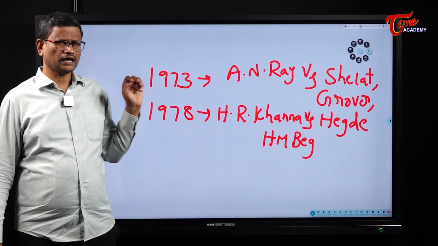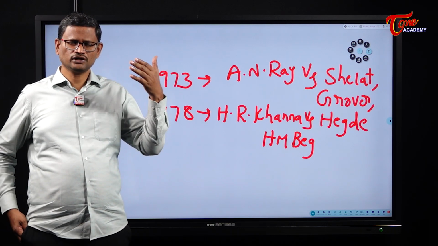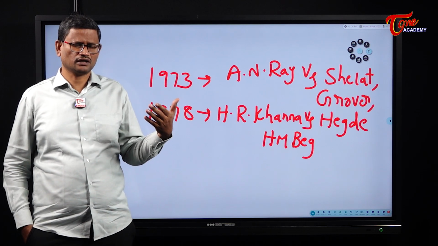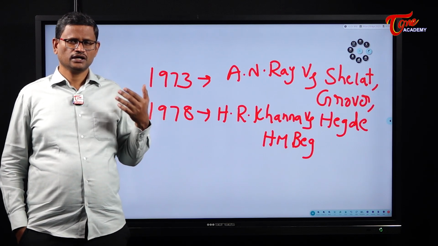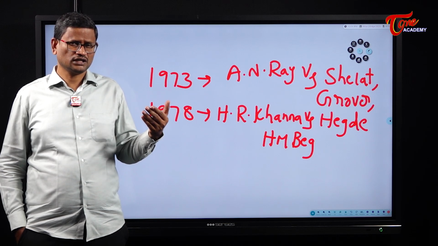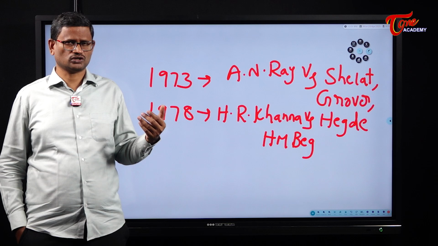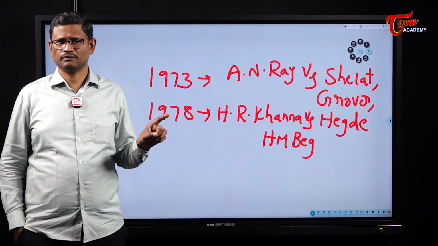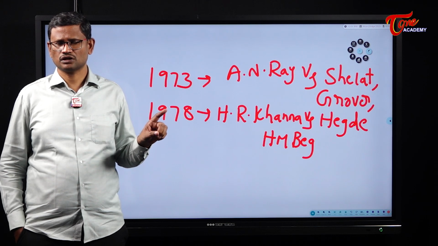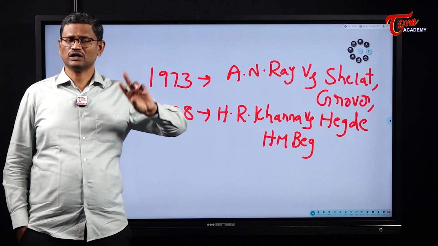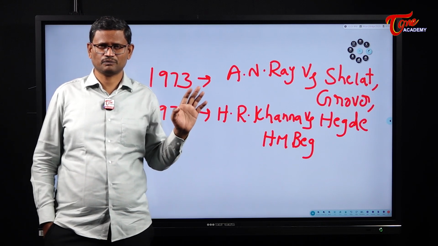The first incident happened because on 24th April 1973, we had an important judgment called Keshavananda Bharati case. Keshavananda Bharati versus State of Kerala. This was a 13-judge bench by 7:6 majority. In this case, the Supreme Court said the power of the Indian Parliament to amend the Constitution under Article 368 is a limited power. Then what are the limitations on the amending power of the Indian Parliament?